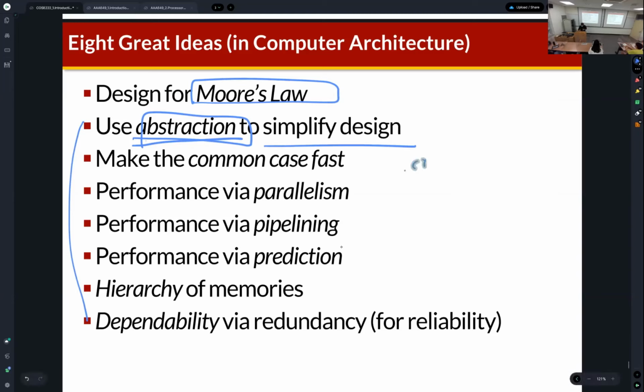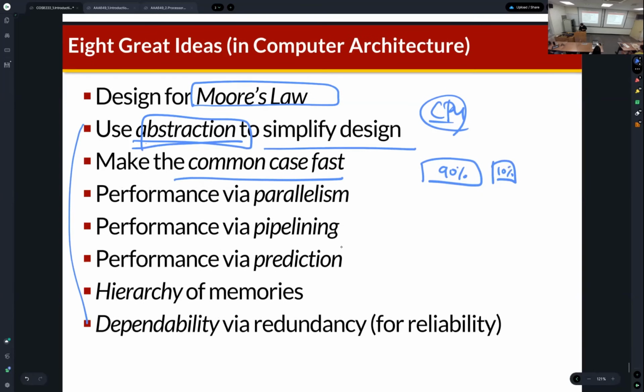And then, make the common case fast. Why is it important? For example, the CPU runs general purpose applications, right? Suppose our CPU runs some operations 90% of the time, and other operations 10% of the time. Then we need to focus on the common part to increase the performance.